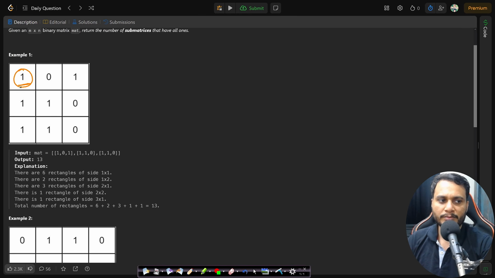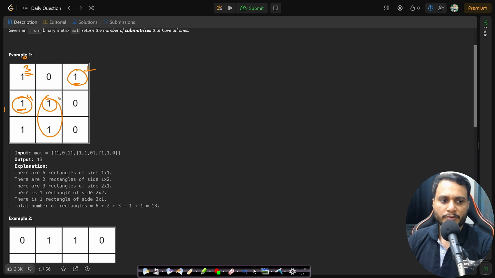Like for this starting point, how many valid submatrices will be present? 1, 2, and 3 valid submatrices for 0 comma 0. How many submatrices are there at 0 comma 2? One submatrix only. How many with 1 comma 0 as the top left corner? 1, 2, 3, and 4. So 4 submatrices, right? So similarly you can keep on counting here.